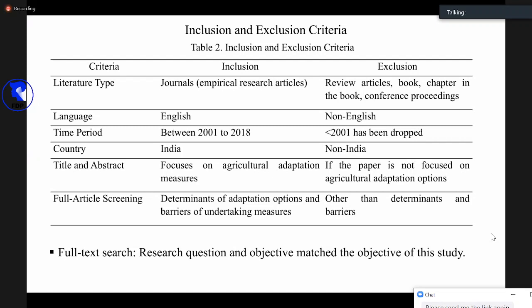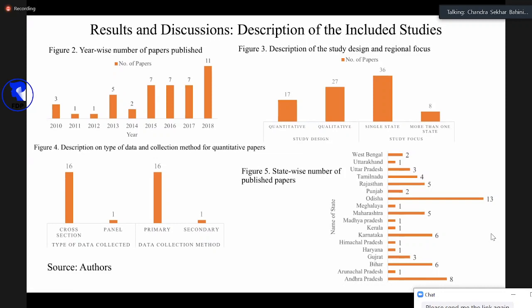By doing this, I basically did some descriptive statistics about the papers. I put the year-wise number of papers published, 2010, 11, 12, 13, 14, up to 2018. Then I looked at how many papers are quantitative and how many qualitative, how many are case study papers, and how many focus on a single state versus more than one state. That also guided me on how many papers use cross-section and panel data. Panel means those households are surveyed more than one time, while cross-section means surveyed only one time.